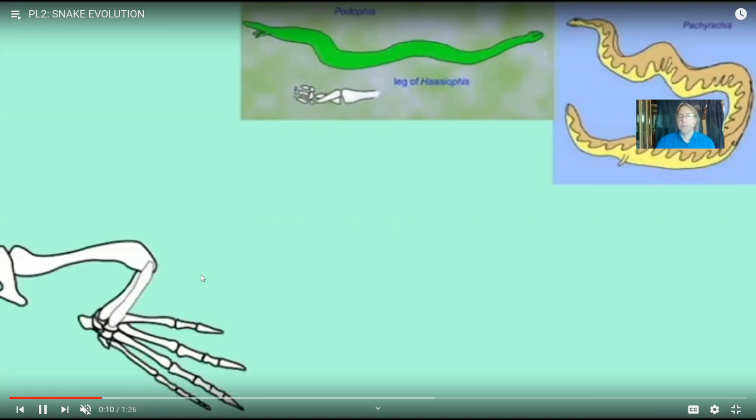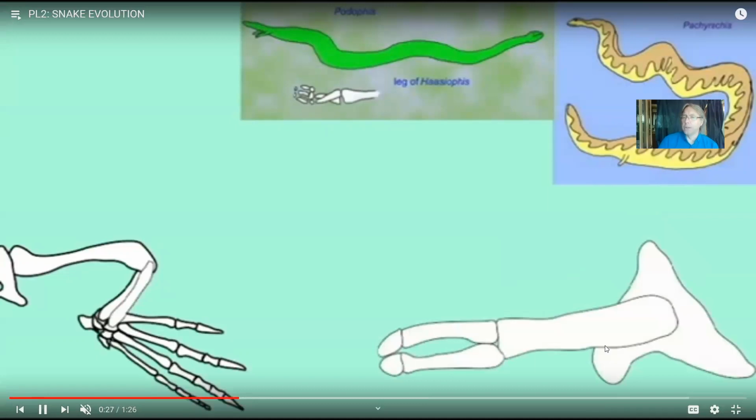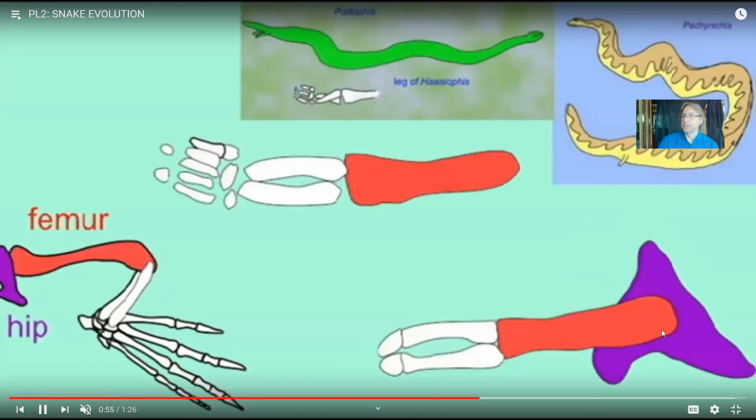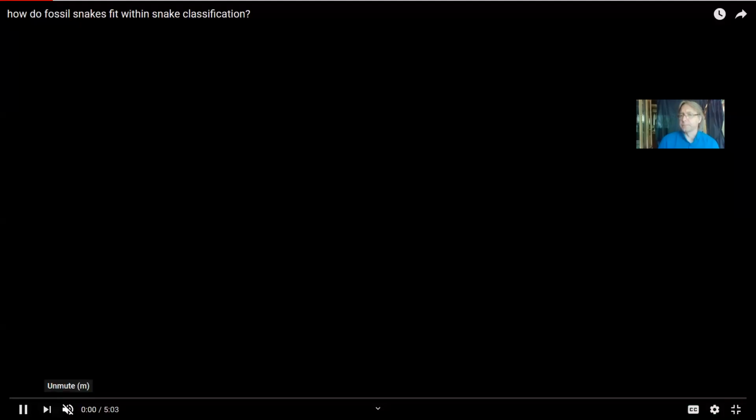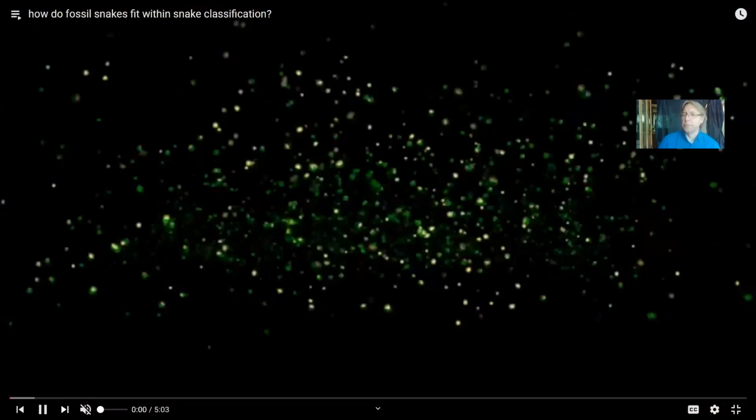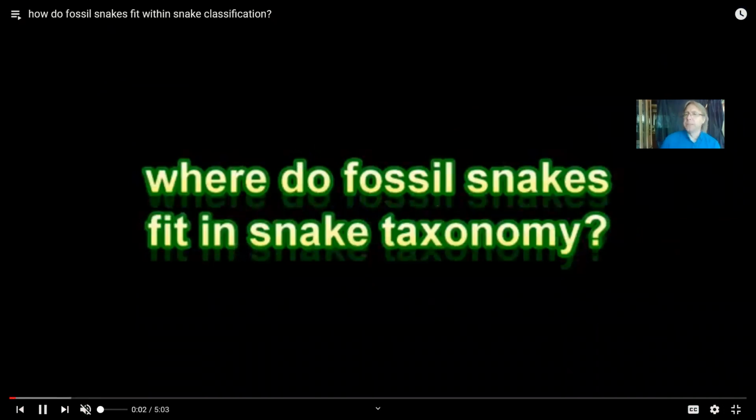Haasiophis, and Podophis. And once again, the legs that you and I have, or that a basal reptile has, include a femur, a tibia, a fibula, tarsal bones around the ankle, metatarsals, and phalanges. And when we look at these fossil snakes, then we see the same bones. And so the first snakes had legs, showing their link to legged lizards.